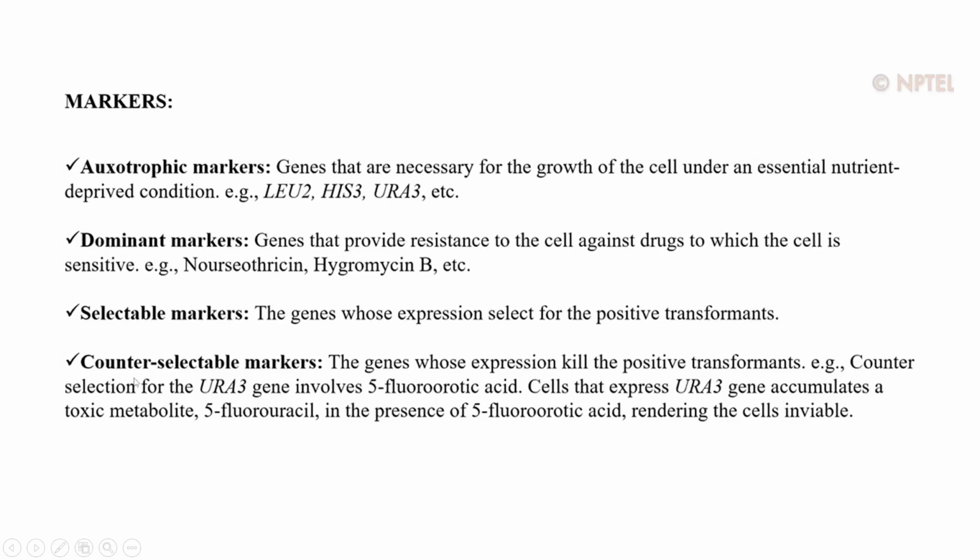And there is also a counter-selectable marker, for example, genes whose expression kills the positive transformant. Counter-selection for the URA3 gene, for example, involves 5-fluoroorotic acid. Cells that express URA3 convert 5-fluoroorotic acid into toxic fluorouracil, rendering the cell inviable.